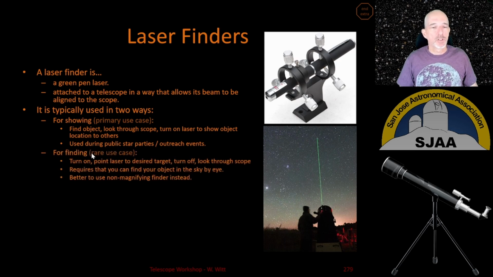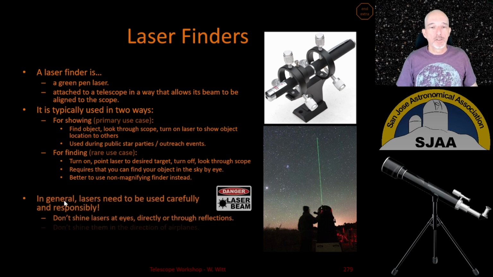The other use case, which I think is pretty rare, is to turn on the laser first, swivel the telescope so that the laser points to your desired target, then turn the laser off and then look through the scope. But this really requires that you can find your object in the sky by eye, right? You have to know where the laser needs to be pointing to see the object you're trying to find. And if you can do that, you're actually better off, I think, using a non-magnifying finder like the bullseye finder that we saw in the prior slide.